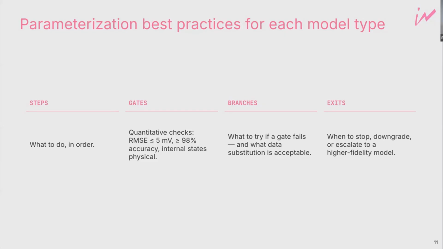It's the steps. So given a model that I want to try and parameterize, what do I actually do to parameterize the model? What data do I need? What is the sequence of going from data to final model? But what you also want to build into this process are some kind of gates.